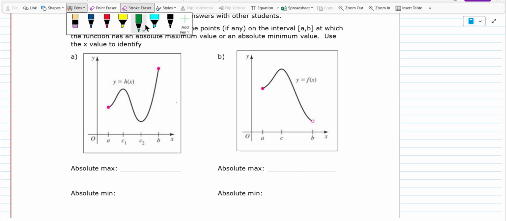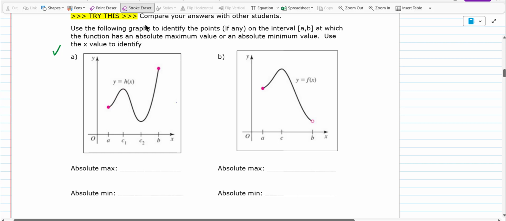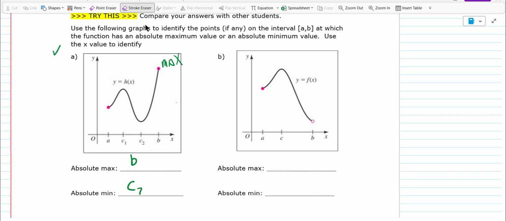Okay, all right. I'm not going to give you a lot of time to do that because there's not much to do on this. So go back to A. Does this thing have an absolute max? What's the x value of the absolute max? B. Okay, that's your max. That's the absolute max. So that happened at B. Does it have an absolute min? Not A. C2. Okay, that is your absolute min right there. That endpoint, that's not the lowest value. So it's got to be the lowest value that ever happens on the graph. Okay, so you got that.